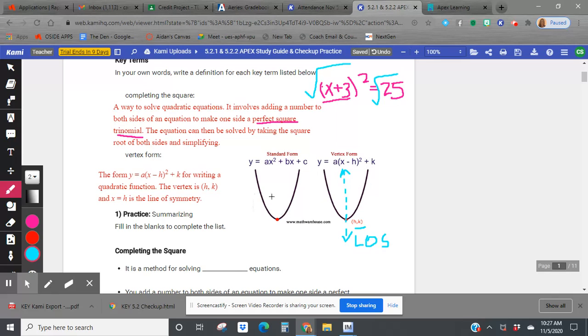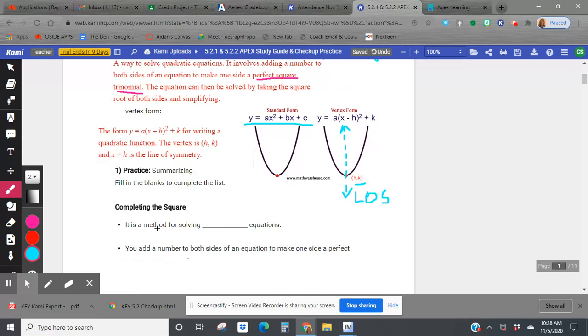It's like a mirror image if I reflected one onto the other. And over here, this is just a quick reminder of the other form we've been focusing on so far, standard form, ax squared plus bx plus c. This is the form we've been exposed to so far. This is the new form we're going to start to see today and practice throughout this unit. So let's fill in the blanks to complete this list.